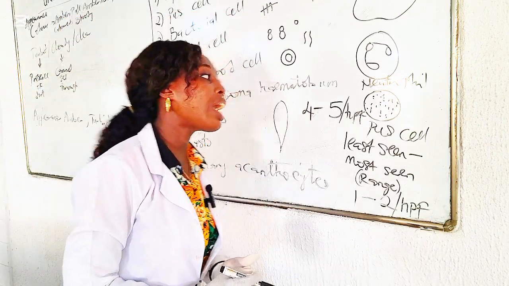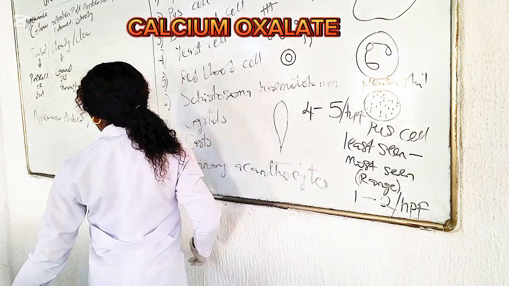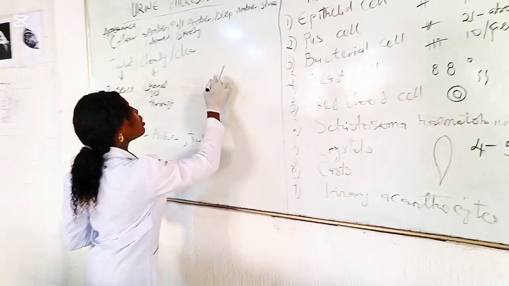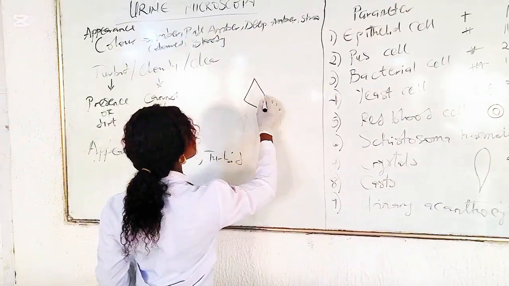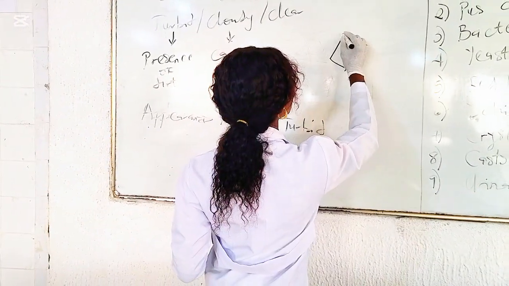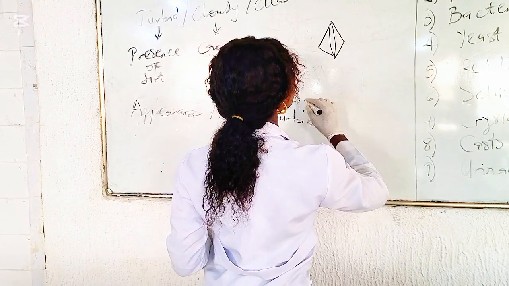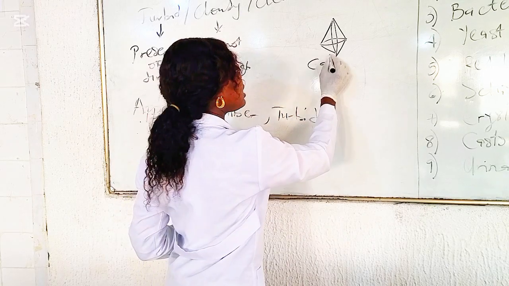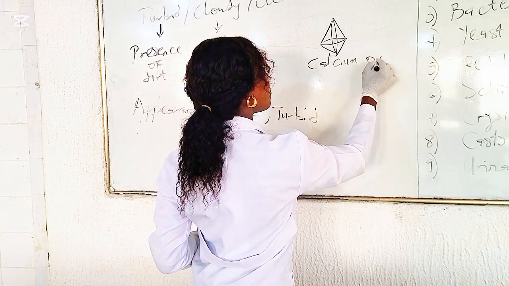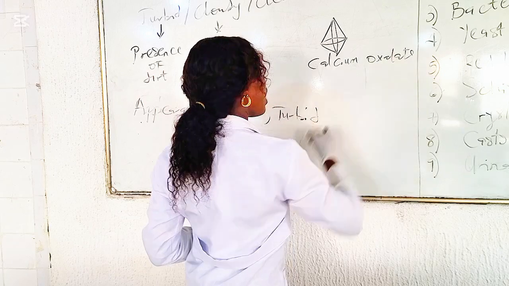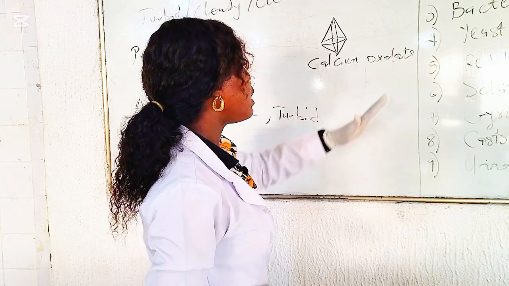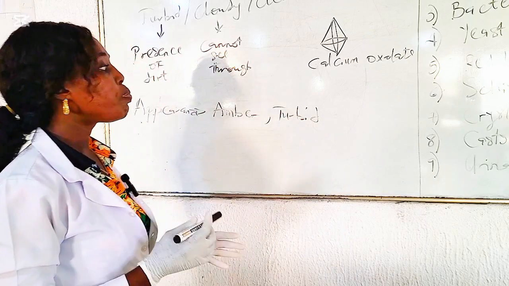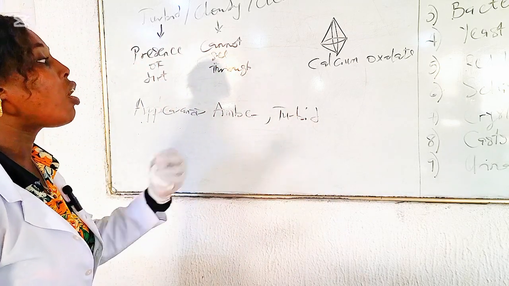When you see a crystal like your calcium oxalate, it's not an abnormal crystal. This is your calcium oxalate crystal. I don't want to waste too much time. There are lots of crystals. Maybe I'll pick a class and just talk about crystals.